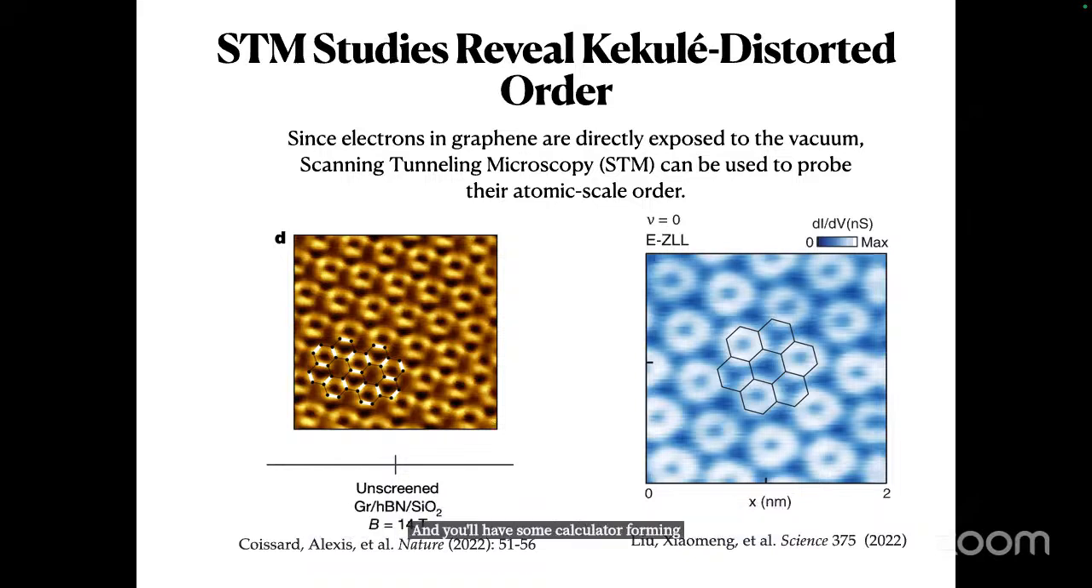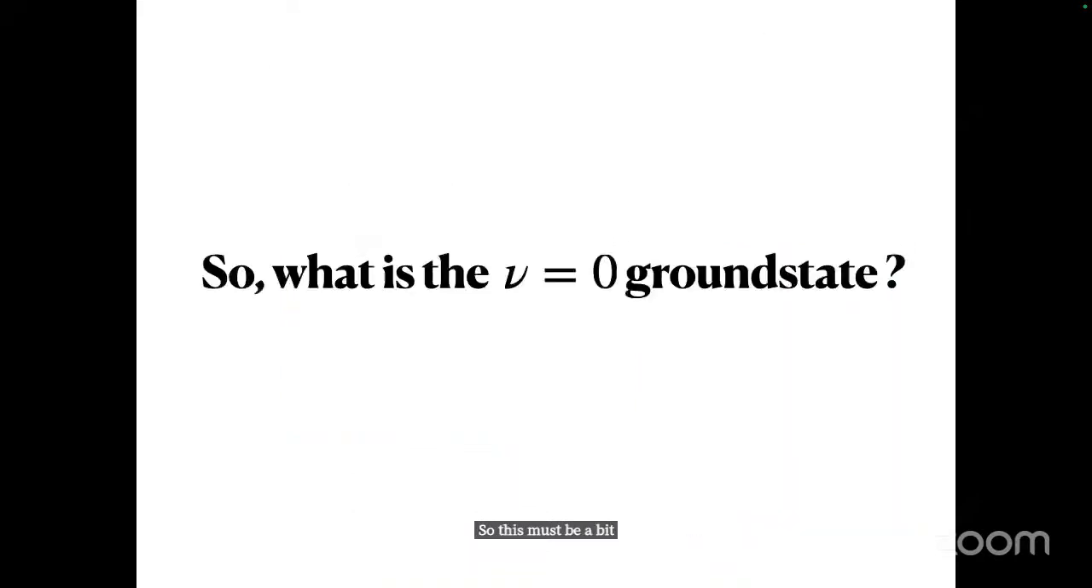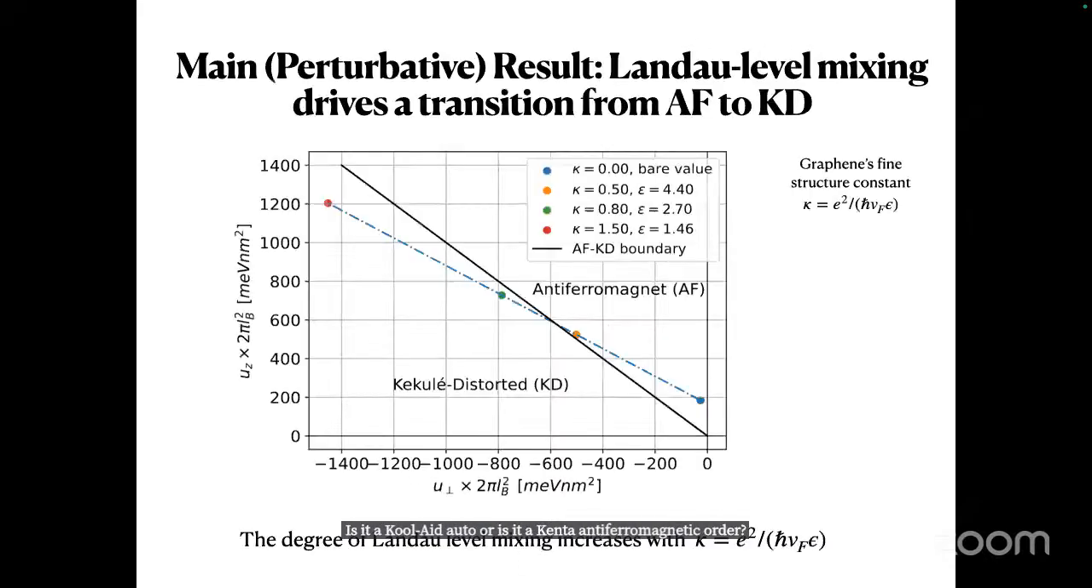Okay, so this challenges the previous transport experiment data and prompts us to ask the question: what is really going on in the nu equal to 0 ground state? Is it a Kekulé order or is it a canted antiferromagnetic order? And this is our answer to the question.